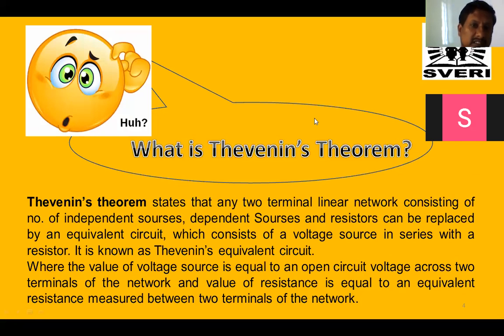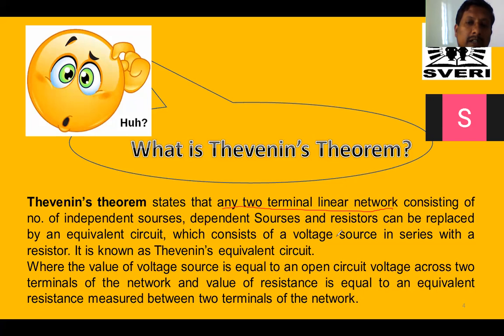So what is Thevenin's theorem? First of all, I will just tell what Thevenin's theorem is. Then we can discuss it line by line, and the meaning of each and every line. So if you are reading this theorem, Thevenin's theorem states that any two-terminal linear network. So Thevenin's theorem we have to apply for linear circuits only. Okay, we can apply Thevenin's theorem for linear circuits only, just like the superposition theorem.